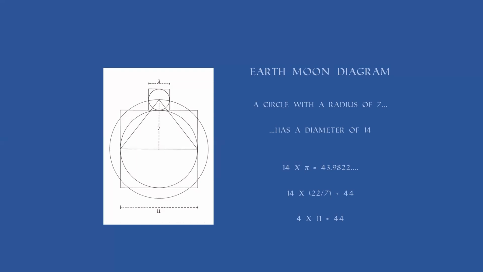So this symbolism of how do we square the circle? How do we bring heaven and earth into relationship? And this is something that's talked about.